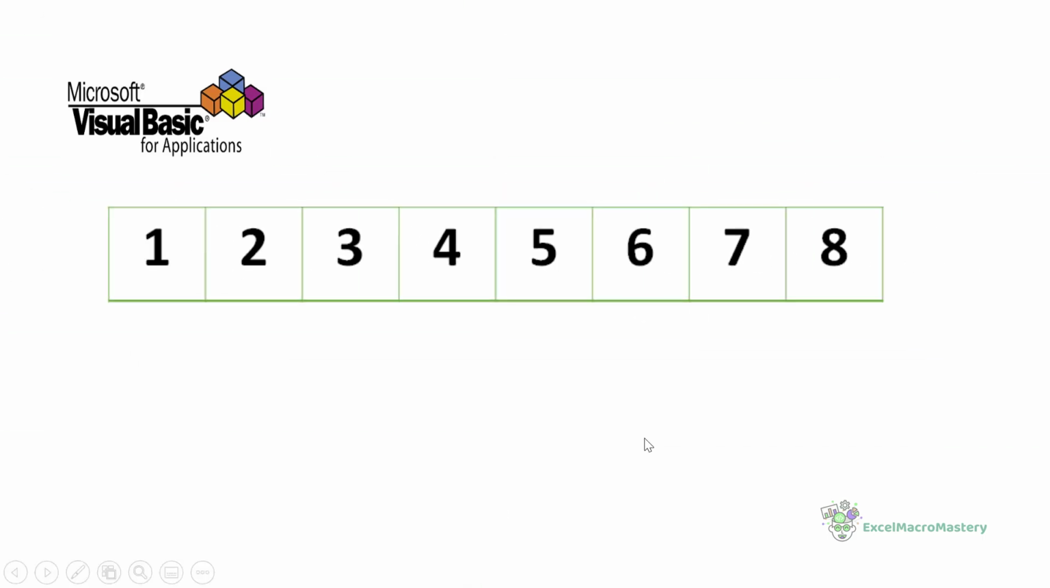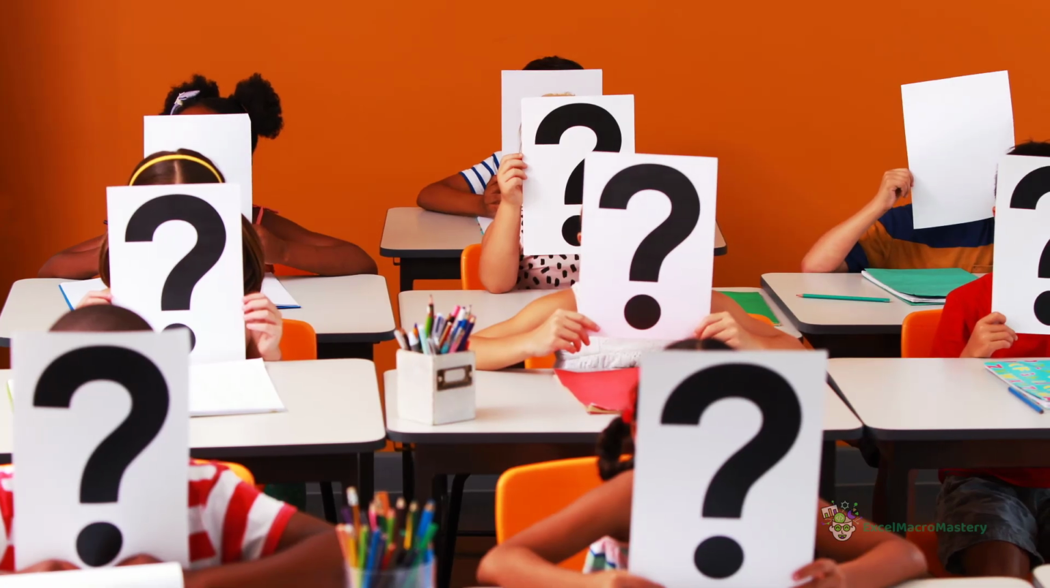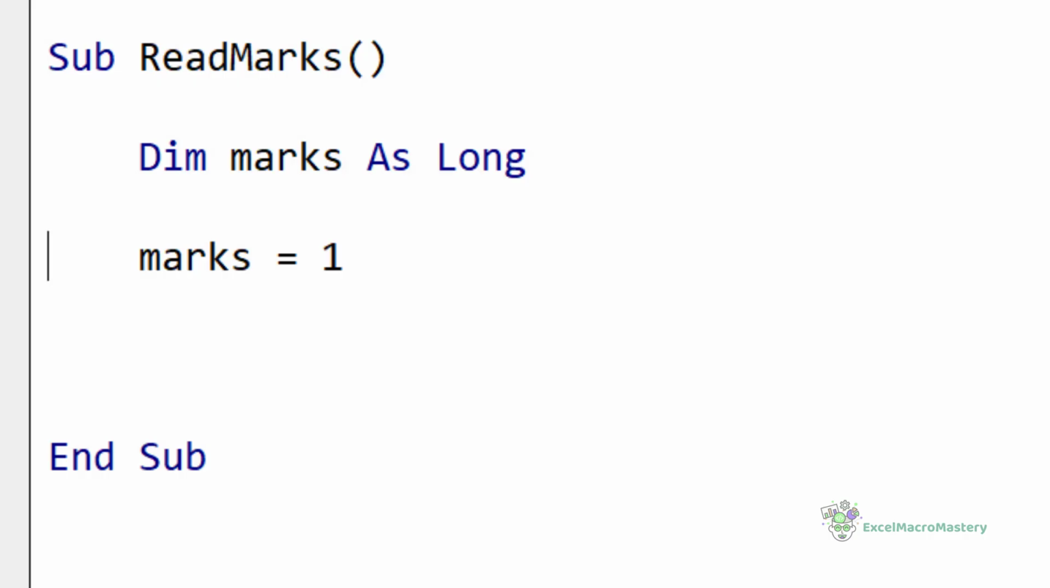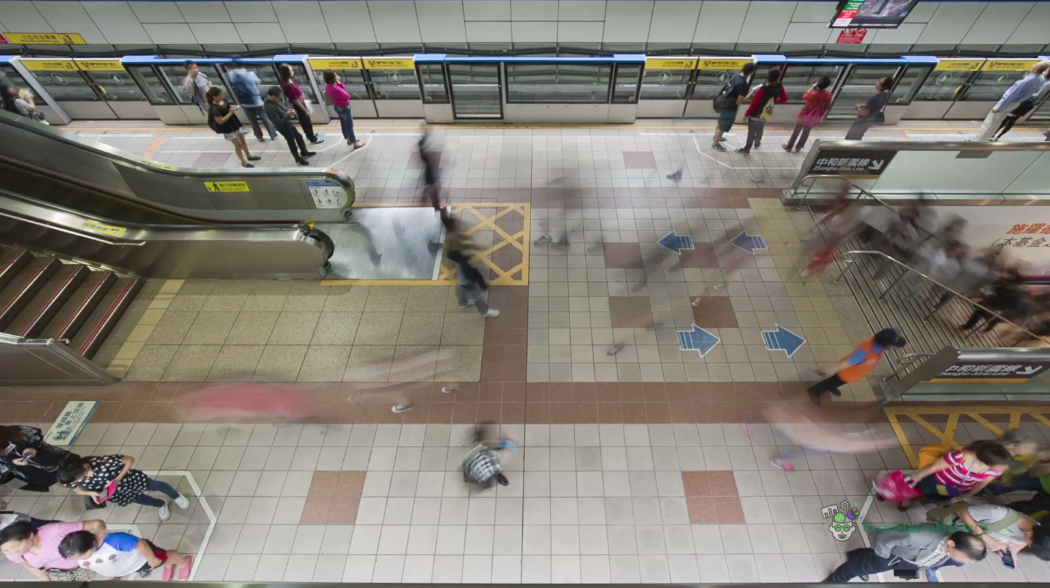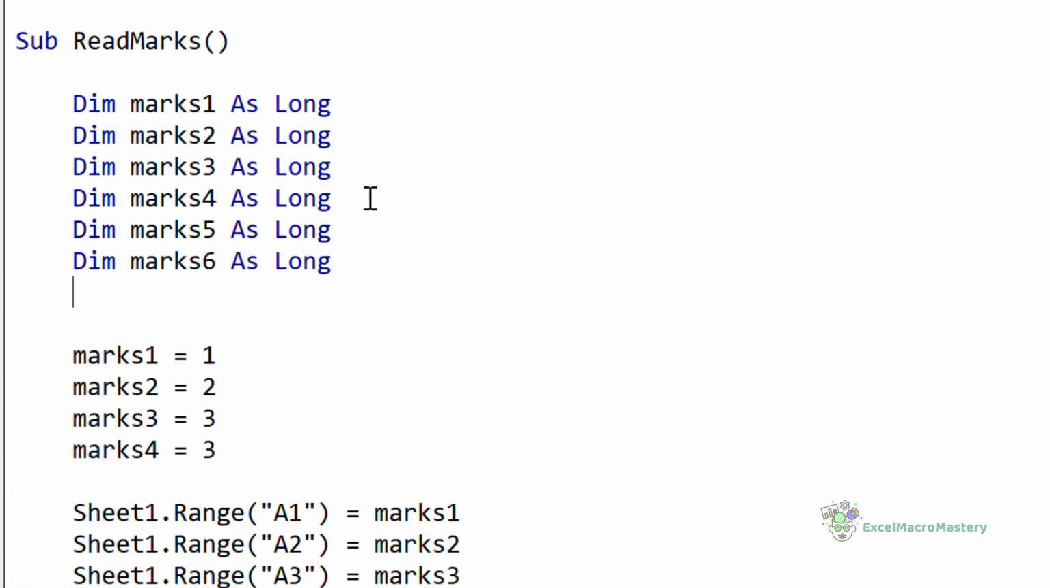VBA arrays allow us to work with a group of similar data items. But what exactly are they and why do we need them? Imagine you're storing the marks of a student. You declare a variable, store the marks in that variable, and then later you might write the value somewhere. What happens if you need to add more students? Then using single variables for each student begins to get out of control.